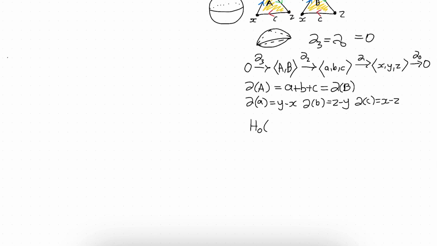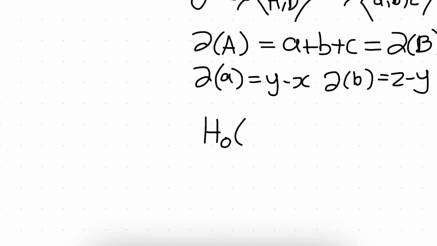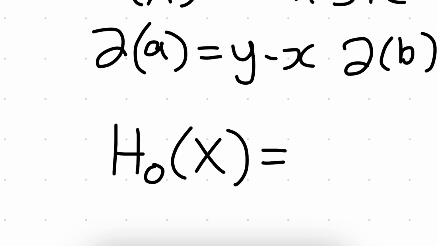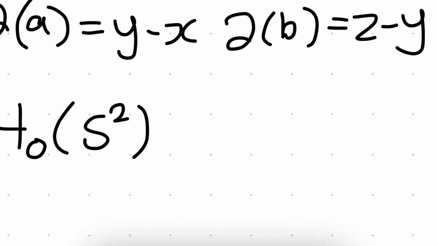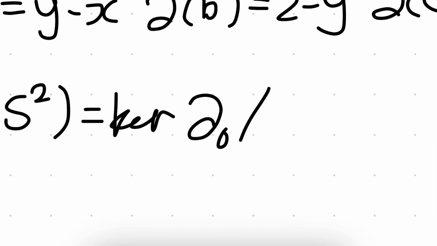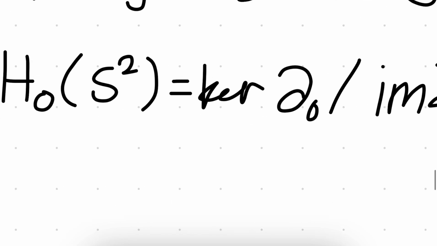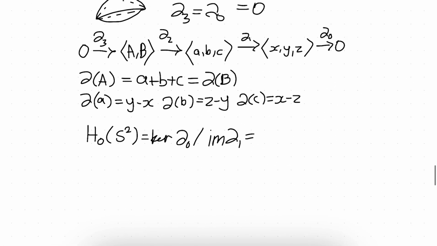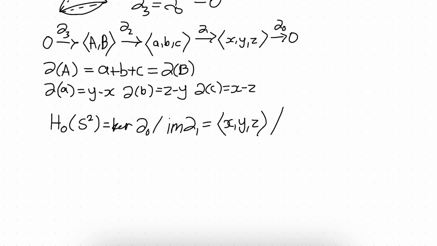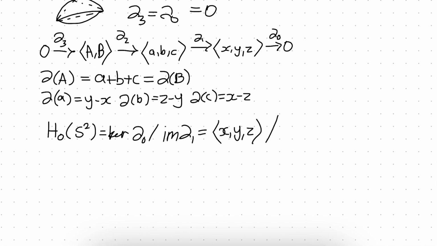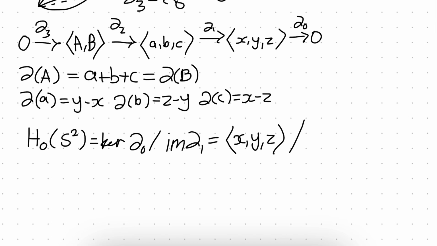Start. All right. So wait, no, S2. And then we'll do the other space later. Okay. So that's again the usual procedure: kernel of del 0, mod image of del 1. So the kernel of del 0 is the entire group X, Y, Z, mod the image of del 1. So what's the image of del 1? It's the trivial group again.